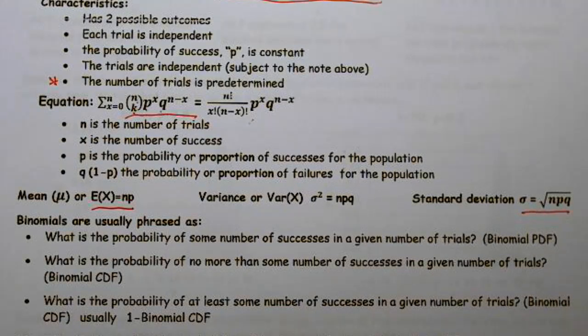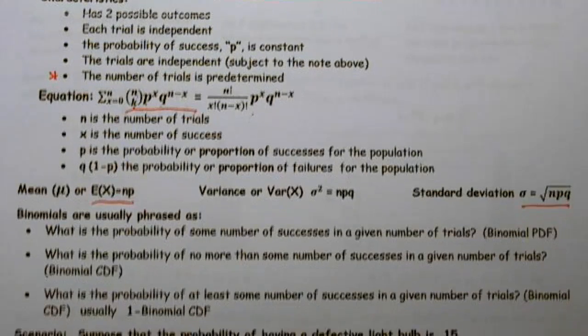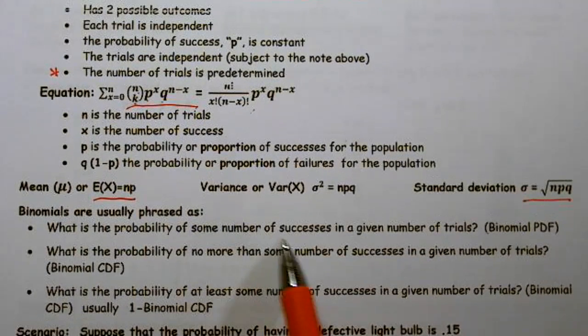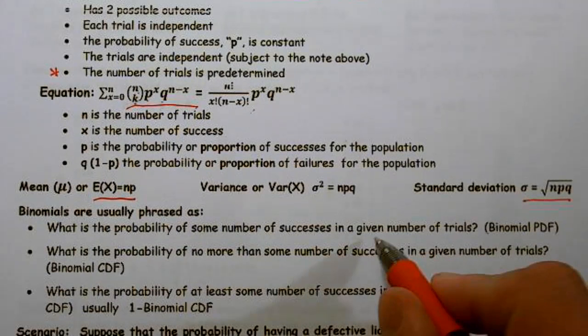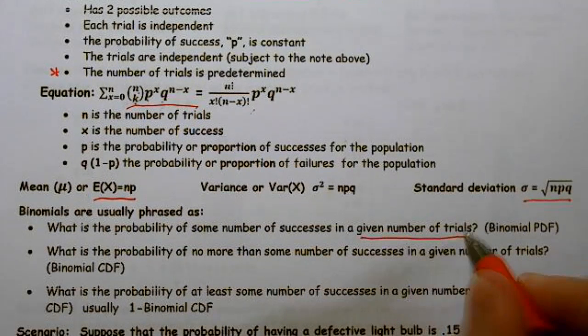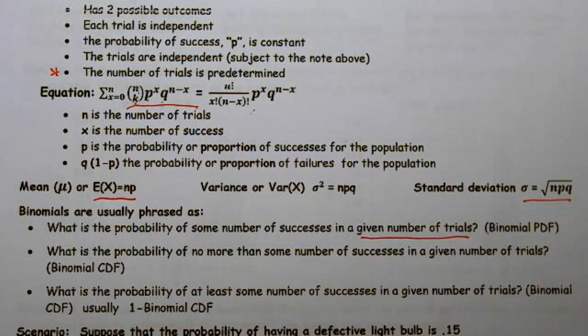So binomials are usually phrased as what is the probability of some number of successes in a given number of trials? So in other words, what's the probability of 3 successes in 10 trials? If we have a specific number of successes, exactly one agreed upon value for successes, like what's the probability of 5 successes? But we have a singular value. This is going to make it a binomial PDF when we actually go to put it into the calculator.